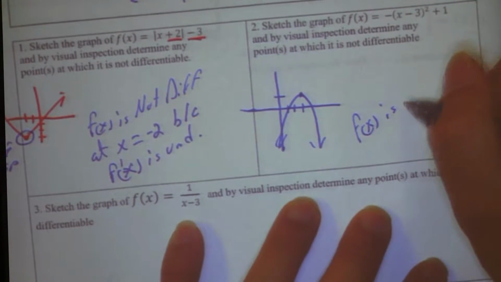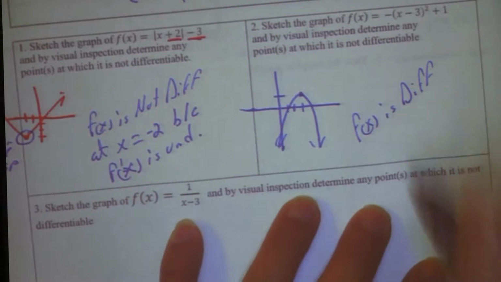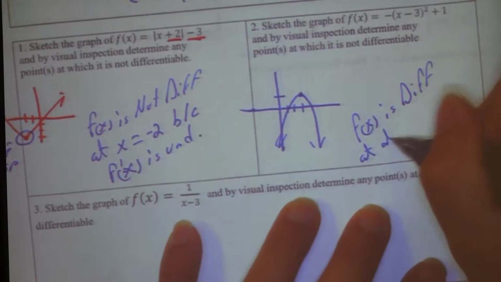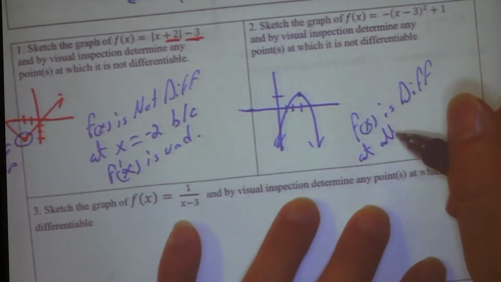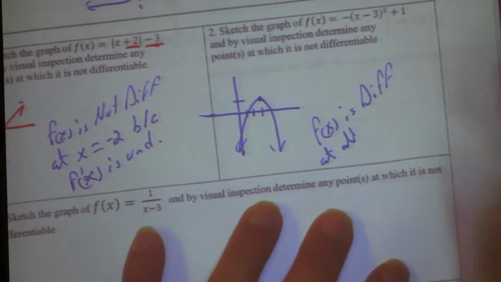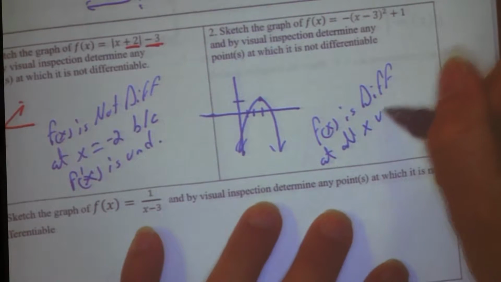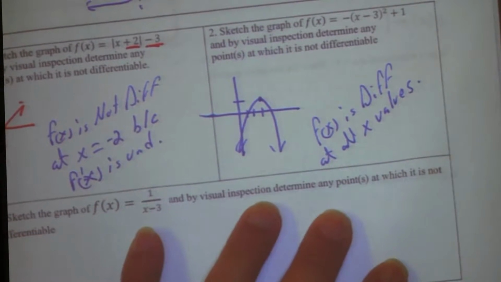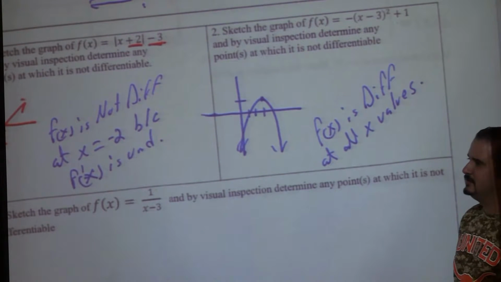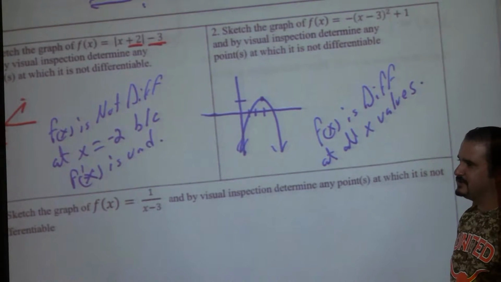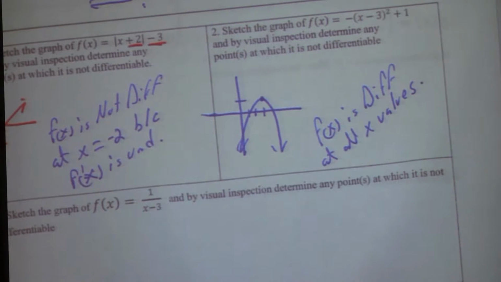F of x is differentiable at all, okay, you want to say at all real numbers? Or what would be the other thing? I was just going to say at all x values. Yeah? Is that cool? Could we say at all real numbers? That would also be good. Could we say f of x is always differentiable? Yeah? Those are all acceptable answers.